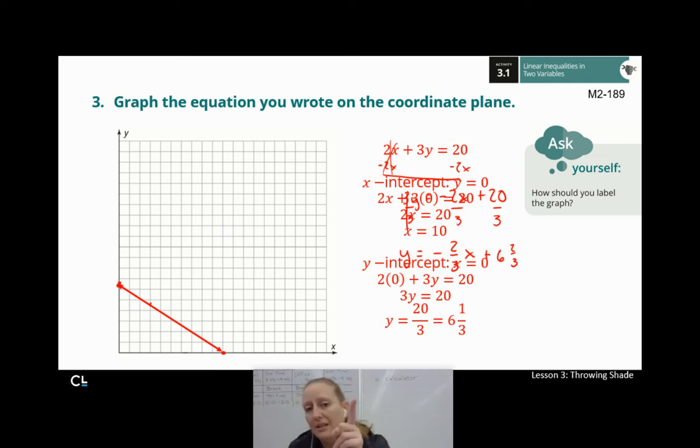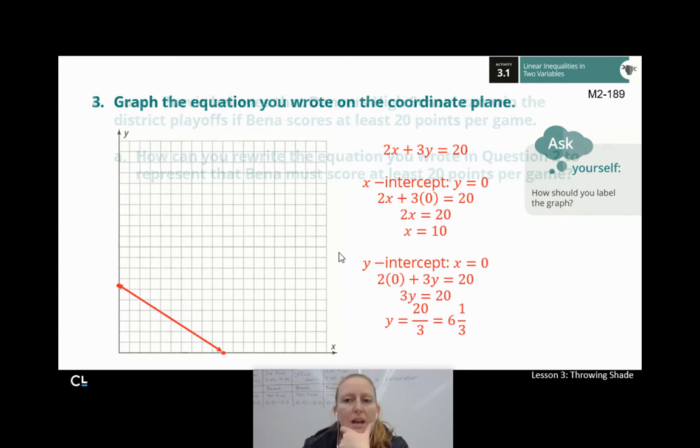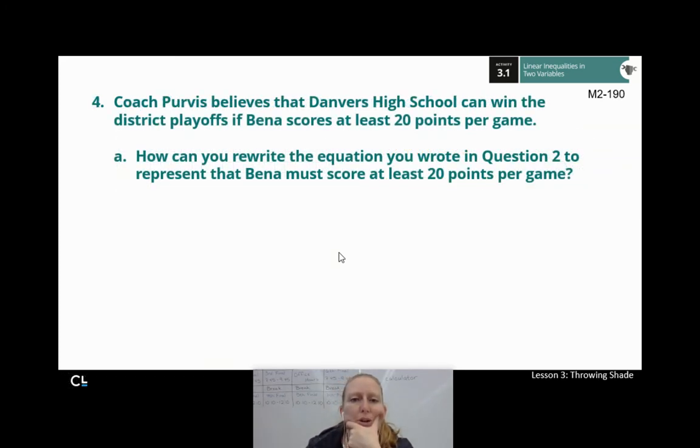Now, there's a reason why we did that. Hang on, I'm going to do this real quick. There's a reason why we did this. Coach Purvis, so we're on the next page, page M2-190, just right next to the graph. Coach Purvis believes that Danvers High School can win the district playoffs if Bennis scores at least 20 points per game. So how can you rewrite the equation you wrote in question 2, our 2x plus 3y equals 20? How could we rewrite that to represent that Bennis must score at least 20 points per game?